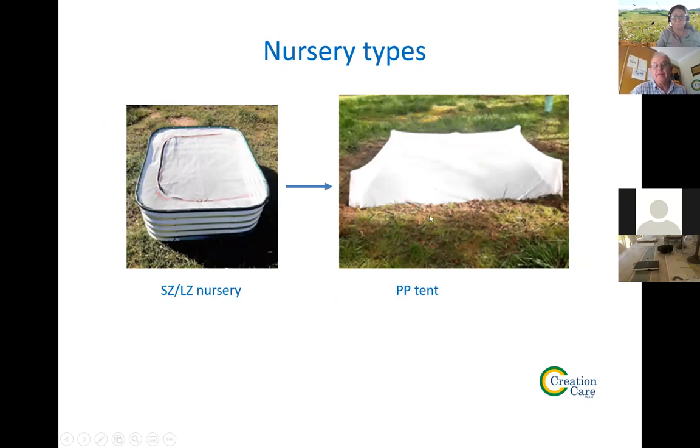And then we also have this other nursery, because there's two nurseries in the kit. This is called a PP tent. PP stands for PVC pipe, because that's what's holding this up. And it's a tent with a zip in it. And so we will be talking about initially setting up this nursery, the SZ, LZ nurseries. And then at harvest time, we put them into the PP tent. And I'll explain the reasons why.